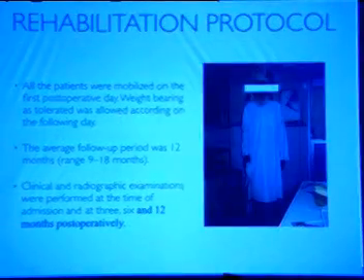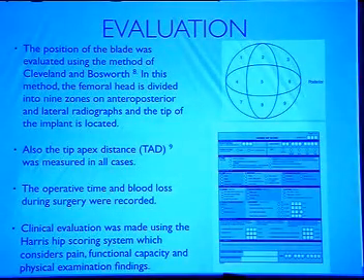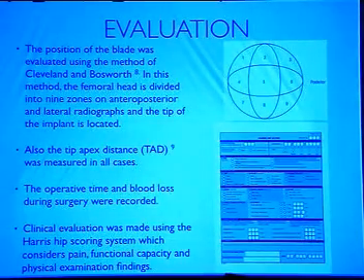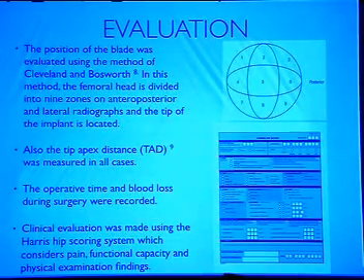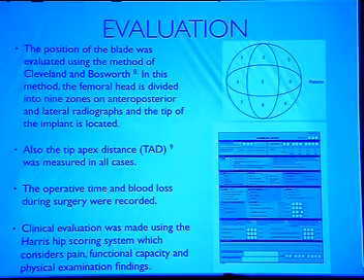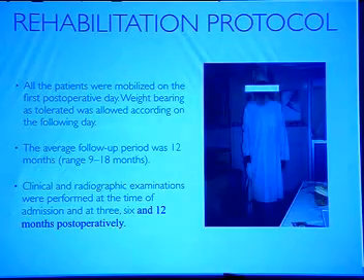Evaluation was done using the method of Cleveland and Bosworth, in which there are 9 zones, and according to the zones, the position of the blade is decided. The operative time and blood loss were noted, TAD was noted, and Harris hip score was done. All patients were mobilized as soon as possible with full weight bearing.